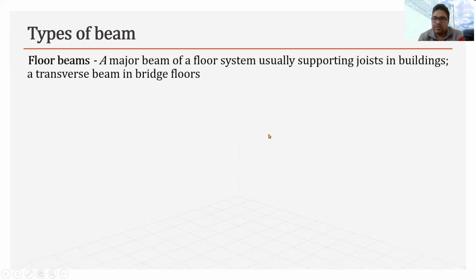For example, in the case of floor beams, a floor beam is a major beam of a floor system, usually supporting joists in buildings, or a transverse beam in bridge floors. So floor beams are basically the beams which are generally used to support the floors. Now, these floors may be bridge floors, or maybe the floor of a building.